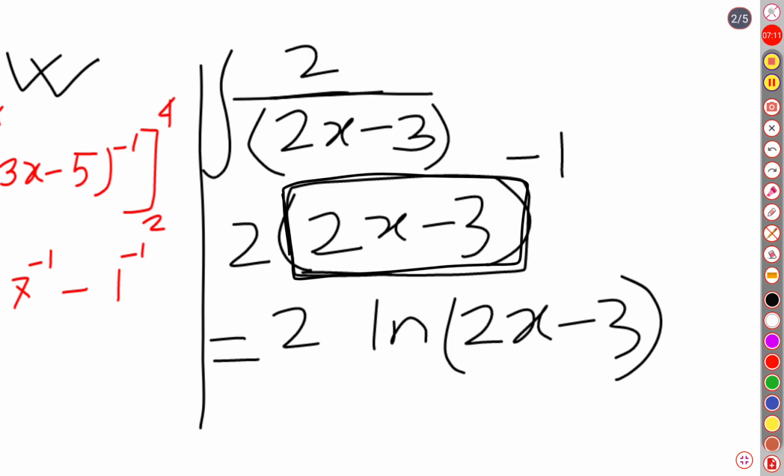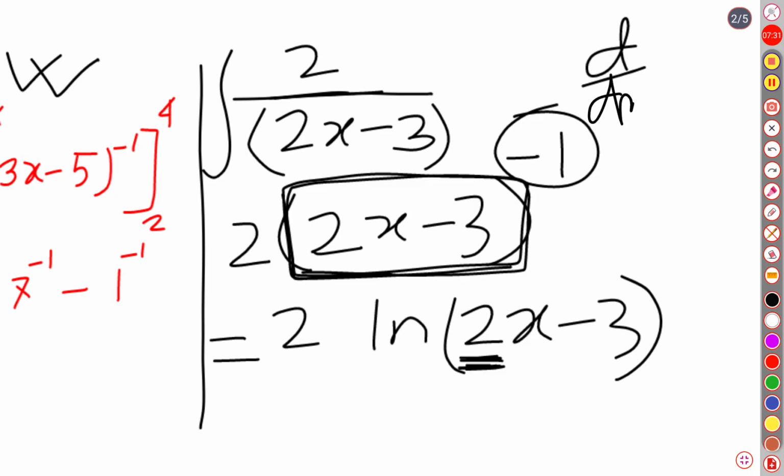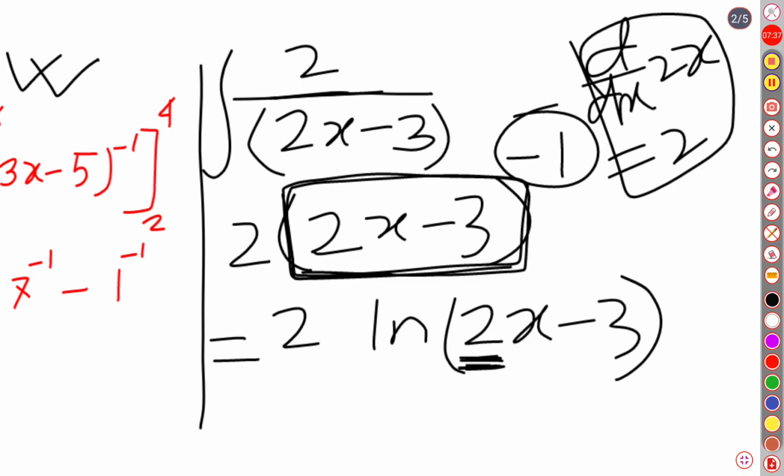So remember, in case of negative exponent, it is actually log. If exponent is negative 1, then it is log. Then the inner function should be differentiated. Inside the inner function there is 2x. So if we differentiate this 2x, it will be 2. D over dx of 2x is equal to 2, we know. So inner function should be differentiated. After differentiation, that derivative will divide.